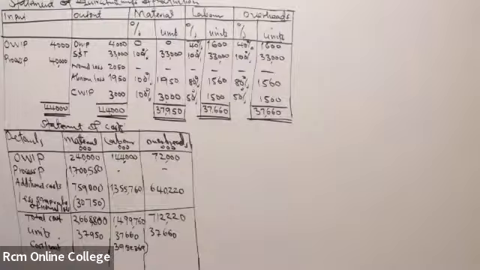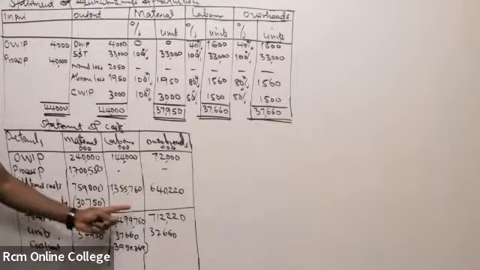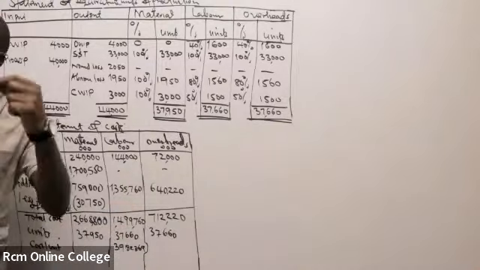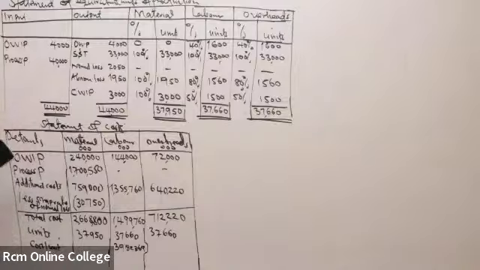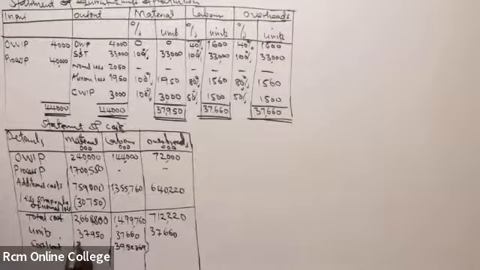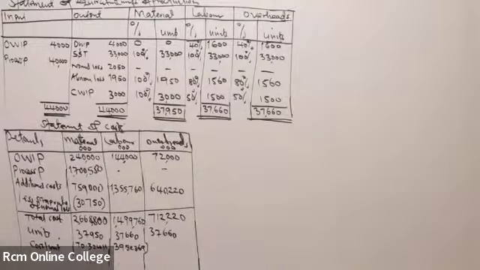70.32. How are you getting it? How do we get cost per unit? We have total cost and we have units. Total cost divided by units. 70.32, 4 and 1. Overheads.